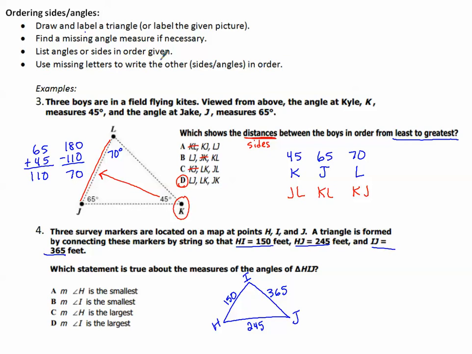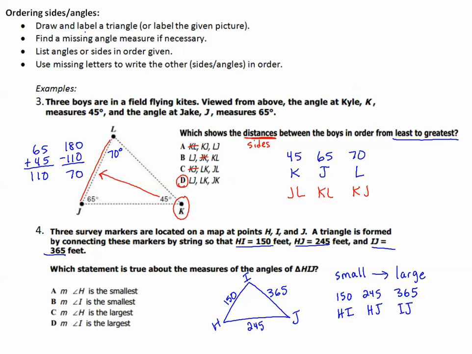Well, how do they want it ordered? Which statement is true about the measures of the angles? Some are small, some are large. They don't ask for an order. So just because we usually go small to large, let's order it that order. Smallest is this side, HI. Next smallest is 245. You know what? Let's put the numbers first like I did in the other example. 150, 245, 365. Then HI, 245 is HJ, and 365 is IJ.